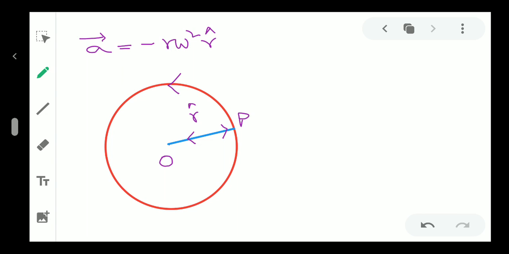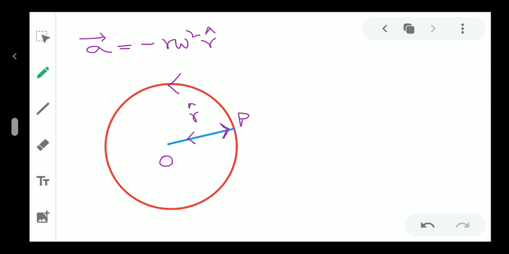Now whatever direction it is rotating, the direction of r cap is the direction in which r is increasing. So obviously r is increasing from O to P; the more you go from O towards P, the value of r will increase.